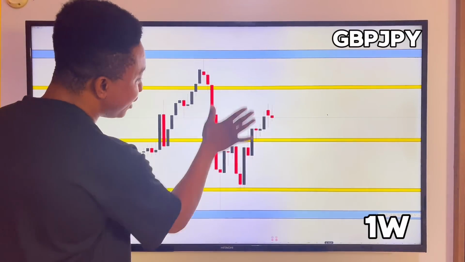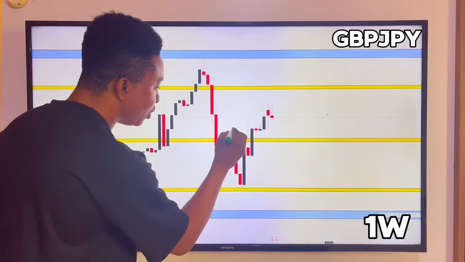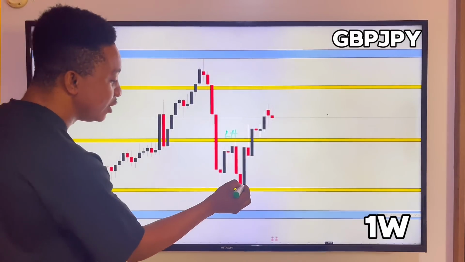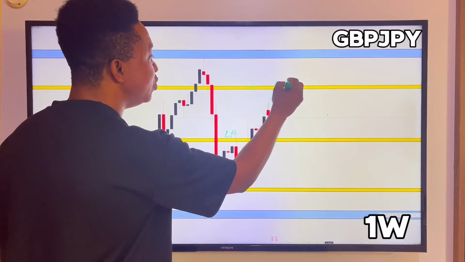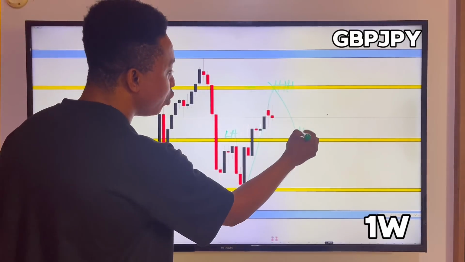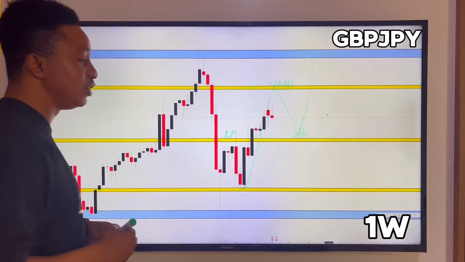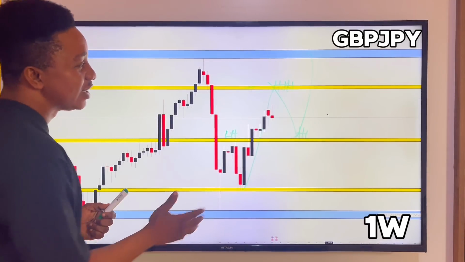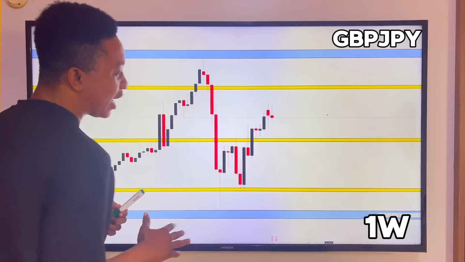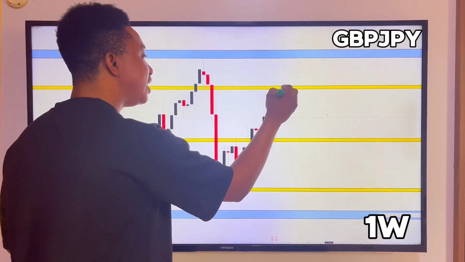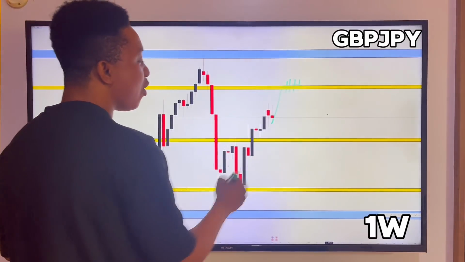On the weekly, we are clearly seeing that price has been able to break above the weekly lower high to the upside, going all the way to the next resistance to give us a new higher high, a higher low, and the cycle continues in that manner. All right. Now, if you look at the weekly time frame here on GBP/JPY, you can clearly see that price has not yet completed the next higher high of the weekly.